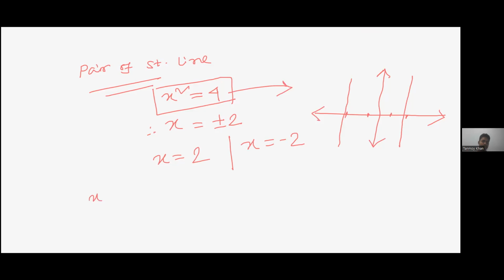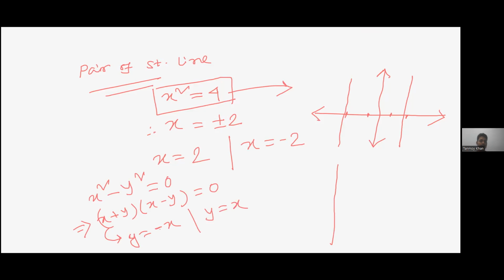Let's say one of the equations is x square minus y square is equal to 0. So you can do this. One y will be minus x. From this we will get y is equal to minus x, and from this we will get y is equal to x. So again, if you draw this with respect to this axis, you will get one using y is equal to x, and we will get y is equal to minus x. So this is a pair of straight lines.